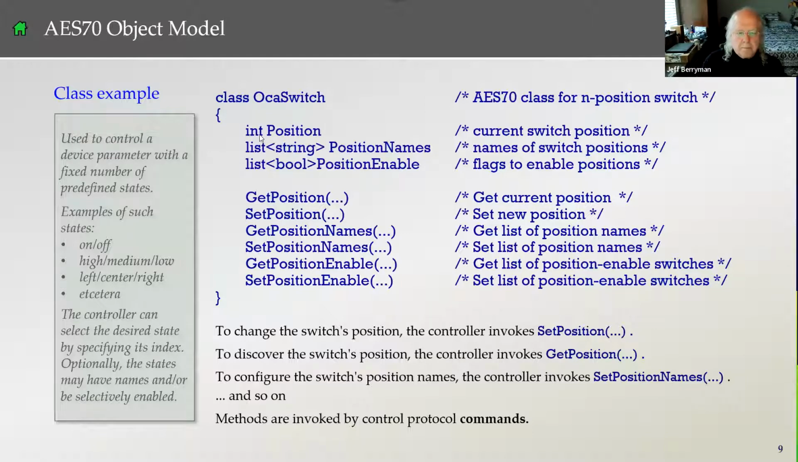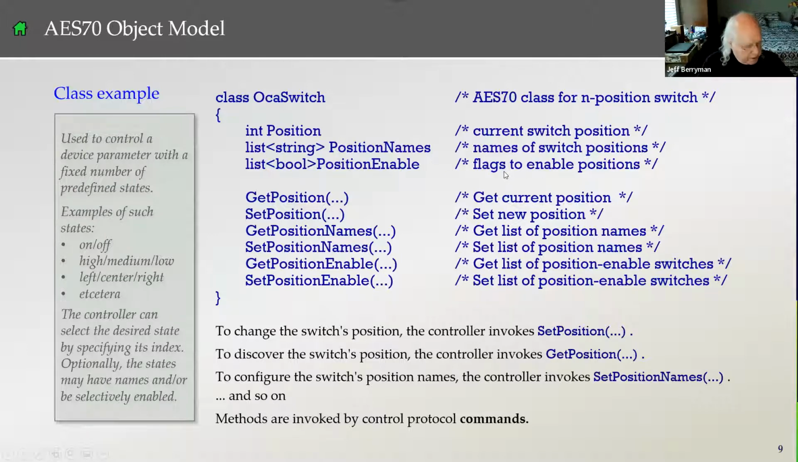So there's an integer. So these are properties. These up here are properties of the class. There's a property called position. There's a property called position names. There's a property called position enable. The position itself is the current position. The names are the names of the switch position. Remember, this is an n position switch. So if you want to define a 3-position switch, you can be high, medium, and low, or left, center, right, you can. And then these flags are flags to turn the positions on and off.